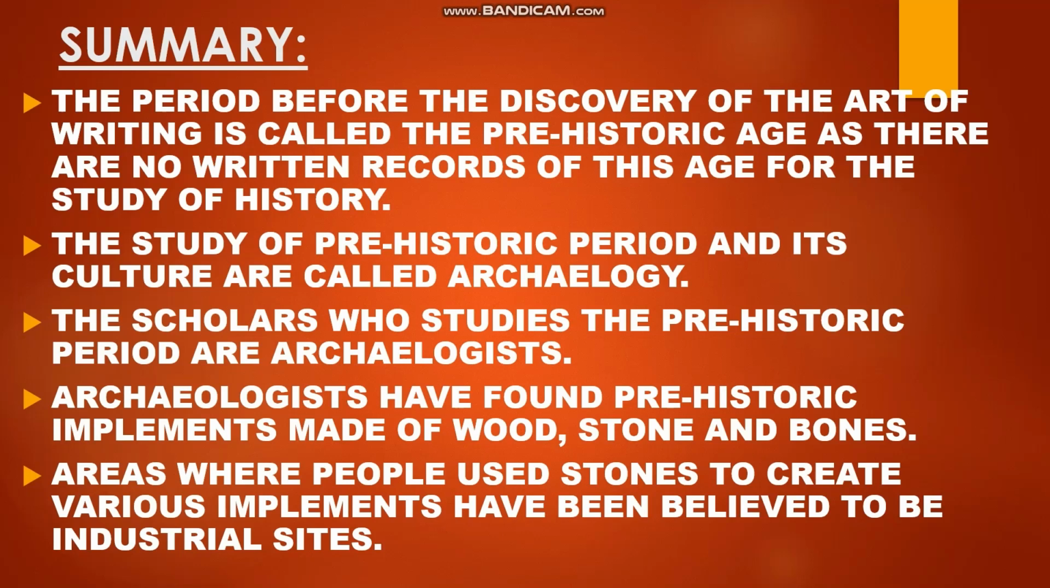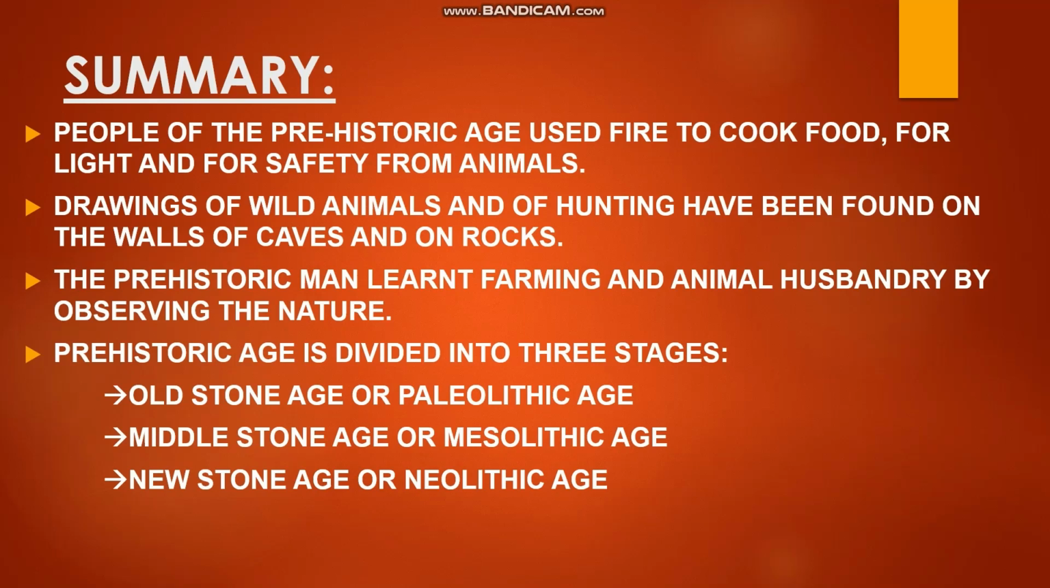The scholars who study the prehistoric period are archaeologists. Archaeologists have found prehistoric implements made of wood, stone and bones. Areas where people used stones to create various implements are believed to be industrial sites. People of the prehistoric age used fire to cook food, for light and for safety from animals. Drawings of wild animals and of hunting have been found on the walls of caves and on rocks. The prehistoric man learned farming and animal husbandry by observing nature.